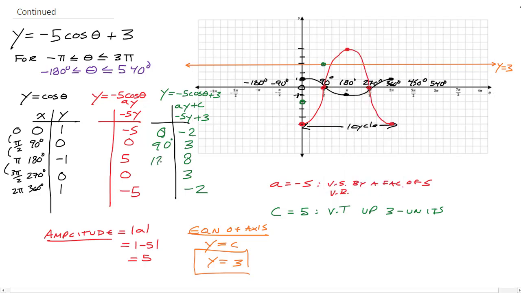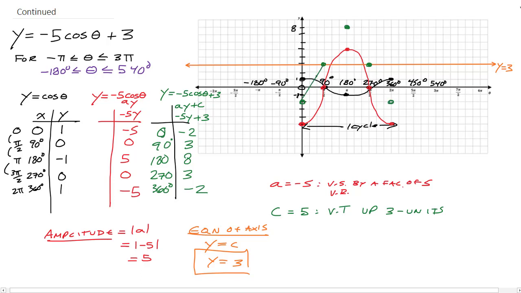At 180 degrees, we're at 8. So I'm going to have to go up a little bit farther. So what do we got here? 5, 6, 7, 8. There's 8 up there. All right, we're at 8. At 270 or 3 pi over 2, we're at 3. Back down in our middle. And finally, at a full cycle, a full circle, we're back at, what are we at? Negative 2. All right, so there it is.